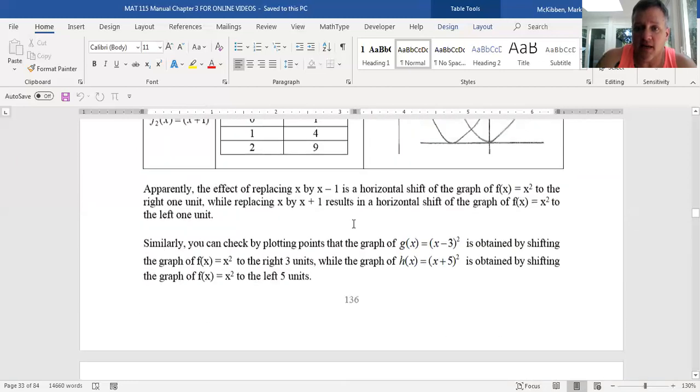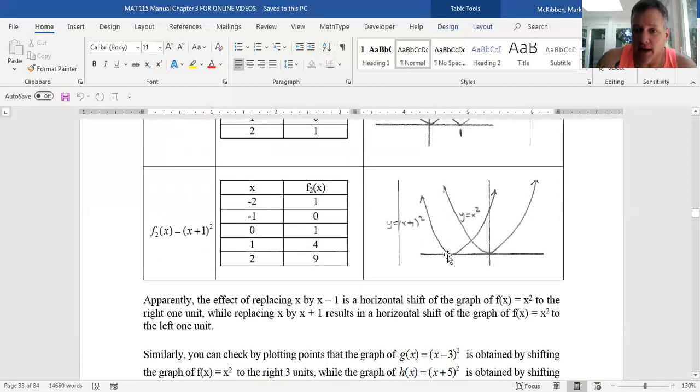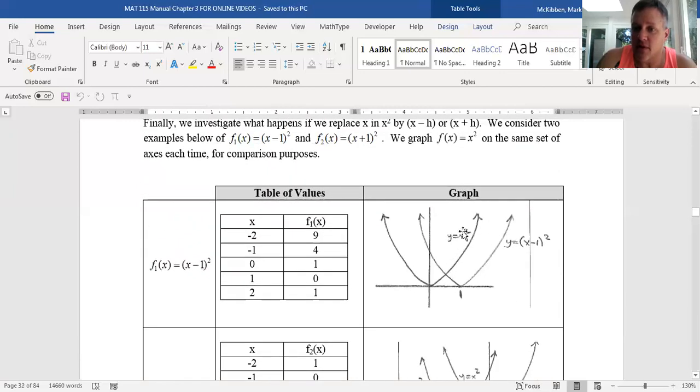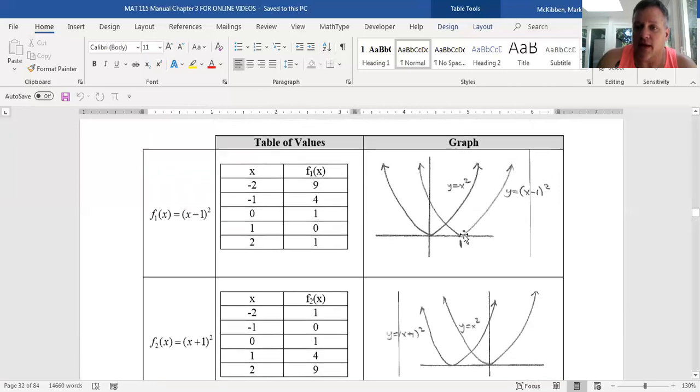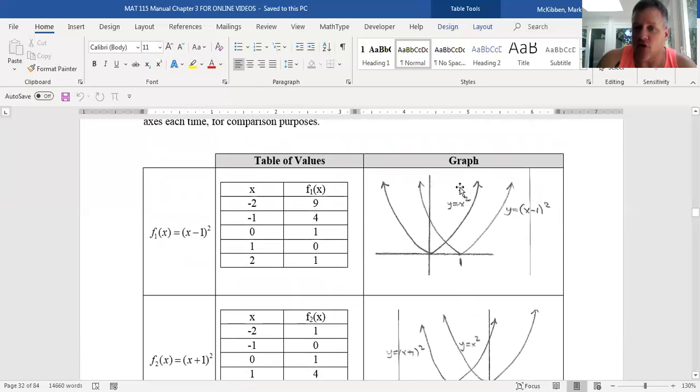The line through the vertex. If you look here, the line x equals -1 goes through the vertex, that vertical line. And here x equals 1, that vertical line goes through the vertex. The parabola is symmetric about that vertical line in the exact same way that x squared was symmetric about the y-axis.